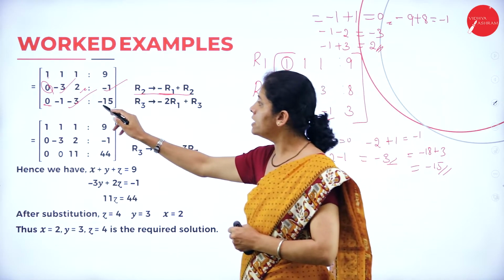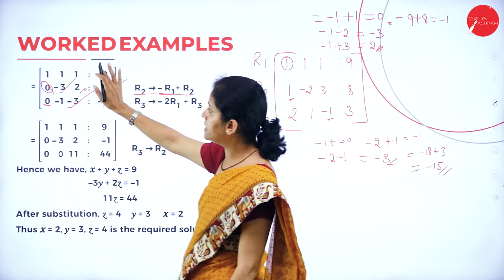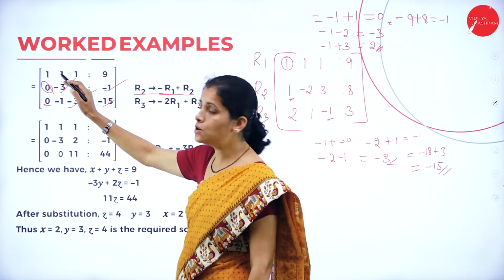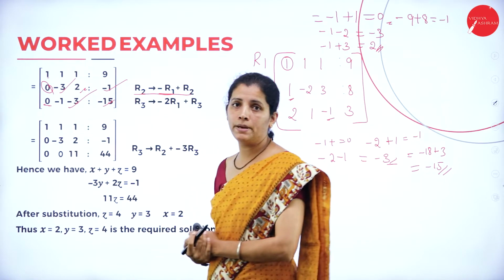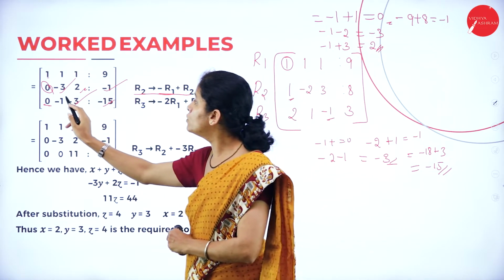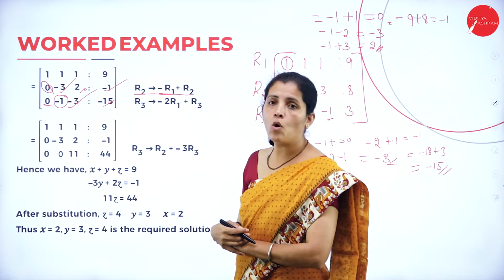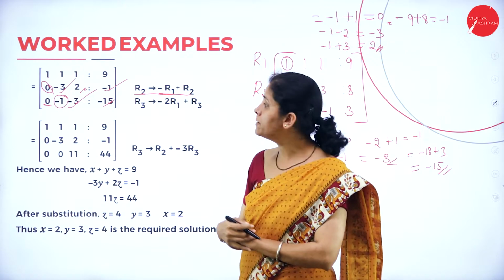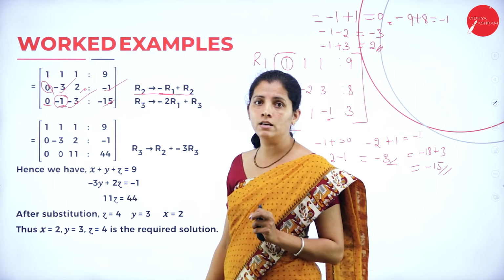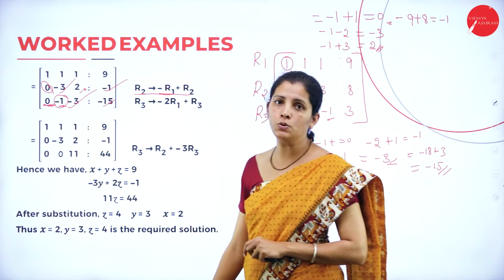Okay, so I got the answer minus 15. Now, in this matrix, R2's first element is 0 and R3's first element is 0. According to the Gauss elimination method, I want to make this element also 0. I want to construct the formula in such a way that I make this element 0 and I don't change this value.